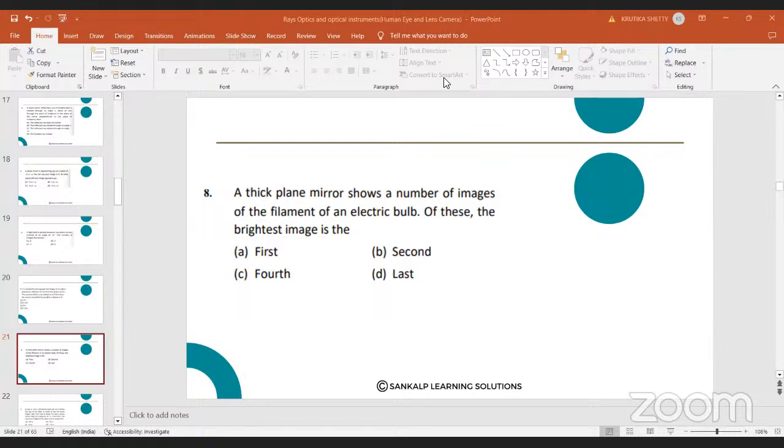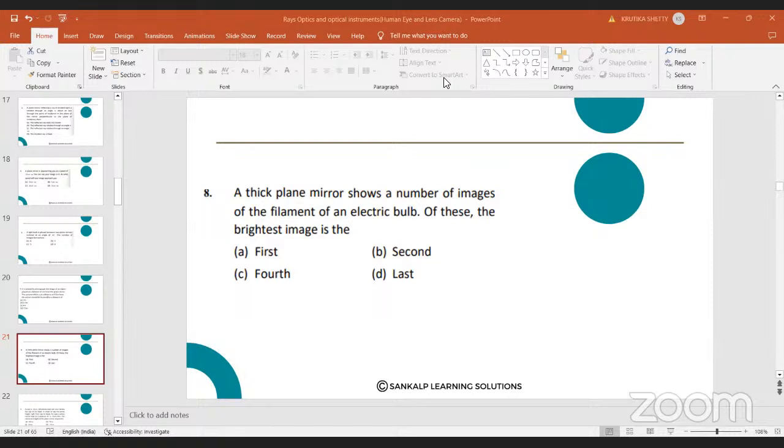Okay, when a thick plane mirror forms the number of images, what is happening here? The image formed by the front surface will be unpolished. The image formed by the polished surface will be more intense than the first one. Therefore, we can say the second option, B, is right.